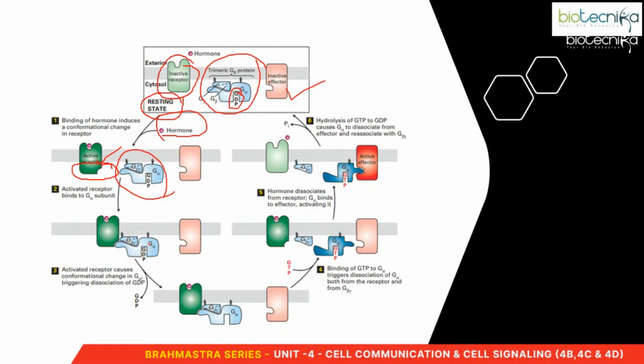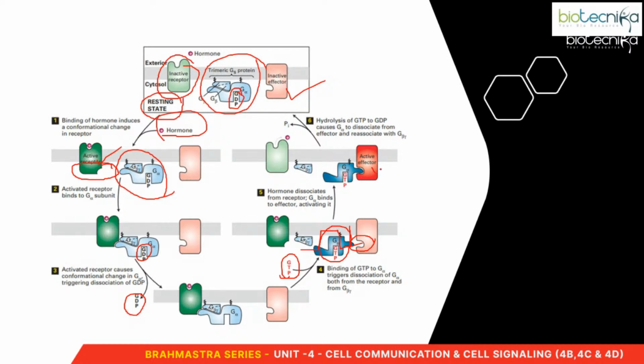At that time, GDP is released and GTP goes in. When GTP is bound to the G protein, the alpha, beta, and gamma subunits get separated. All you have is G alpha GTP. This goes and binds to the effector protein, because it has the binding site in the effector protein. What is the effector protein over here? Adenylyl cyclase. So this will go and bind.